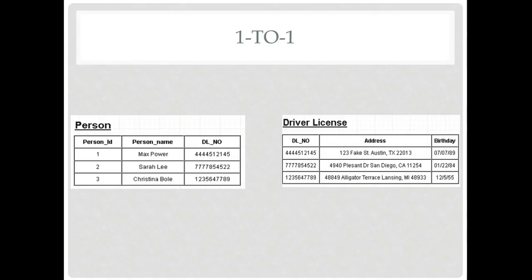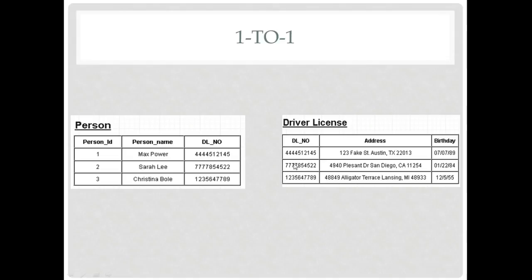Another thing I want to show you guys are these two tables. So we have a person's table here, and we have a driver's license table right here. And on this person's table, we have a person ID, a person name, and a driver's license number. And in this driver's license table, we have a driver's license number, the address, as well as the birthday of the person that this driver's license is assigned to.